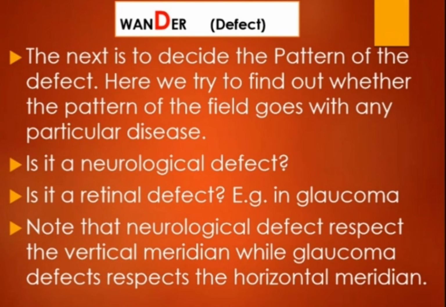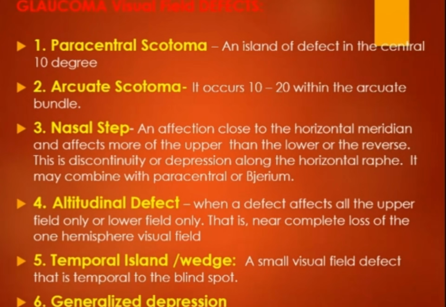Of course, you should note that neurological defects respect the vertical raphe, or what we call the vertical meridian, while glaucomatous defects respect the horizontal raphe or the horizontal meridian. So for the glaucoma visual field defects, we have paracentral scotoma, arcuate scotoma, nasal step, altitudinal defect, temporal island or wedge, and generalized depression. These are defects you will see on the visual field printout while doing your interpretation.